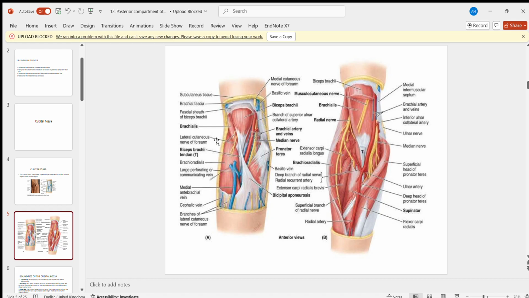In this picture, we can see the various contents that lie in the cubital fossa. Going from medial to lateral, we have the median nerve, the brachial artery, the tendon of biceps brachii, and this radial nerve. So the radial nerve is not visible in this picture. This is the radial nerve that lies on the lateral side. So MBBR, starting from medial to lateral side. Median nerve, brachial artery, biceps tendon, and radial nerve. So this summarizes the cubital fossa, the boundaries and the contents.